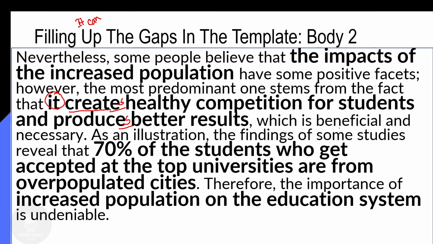And then I'm continuing, which is beneficial and necessary. As an illustration, the findings of some studies reveal that 70% of the students who get accepted at the top universities are from overpopulated cities. So basically what's happening, because of the higher competition and better result, more and more of the students who are getting into the top universities are actually coming from these overpopulated places. Therefore, the importance of increased population on the education system is undeniable.